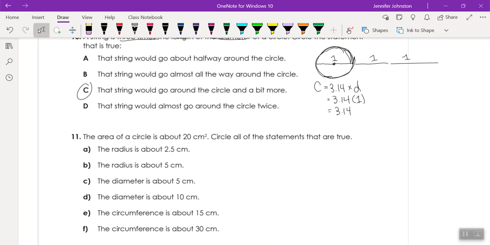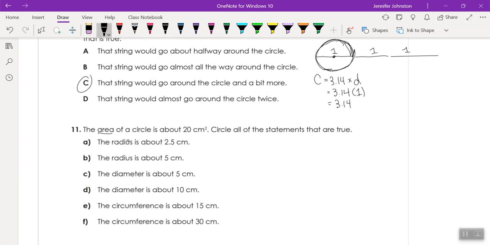Right. And lastly, the area of a circle is 20 centimeters squared. Circle all the statements that are true. So if we have a circle that has an area of 20 centimeters squared, so that means our area is pi r squared. And the answer, so our area is 20. So 20 is equal to 3.14 times radius squared. All right, let's go figure out what the radius is.